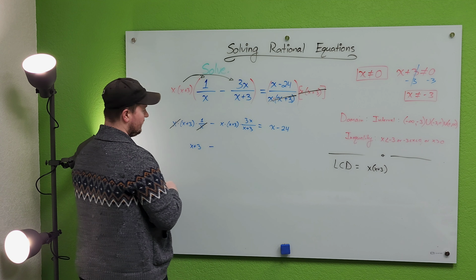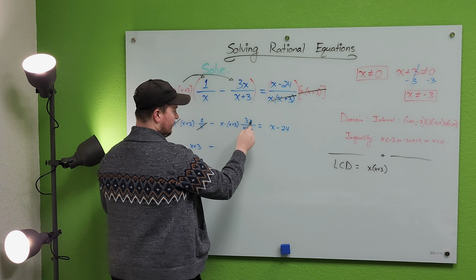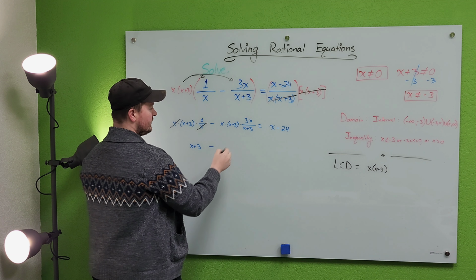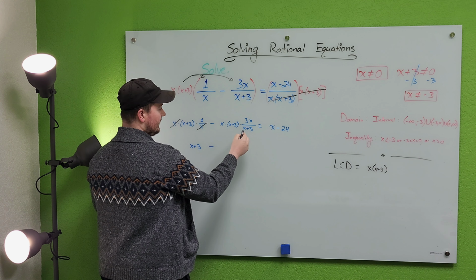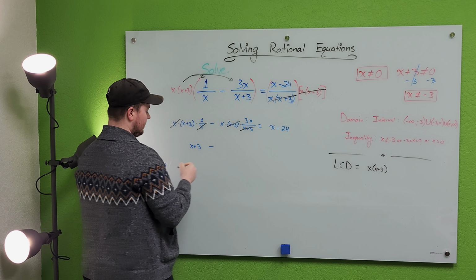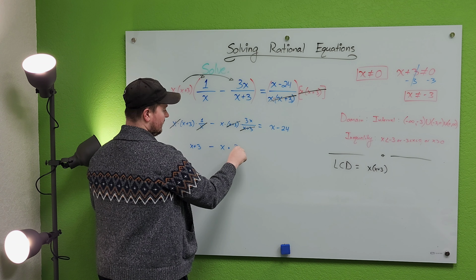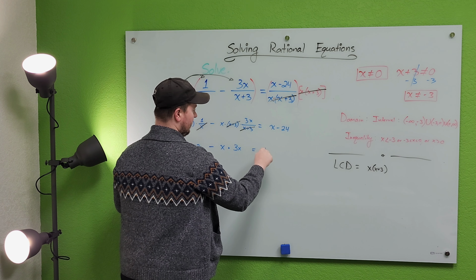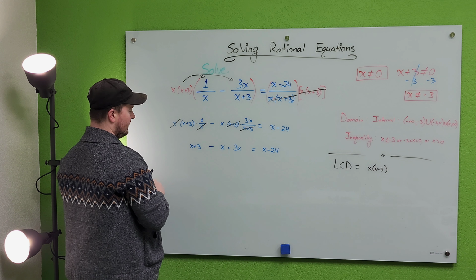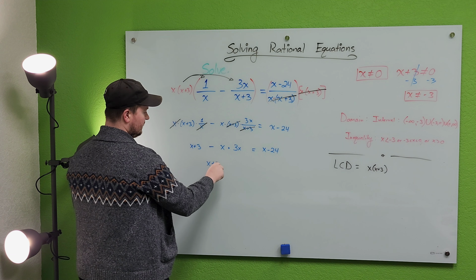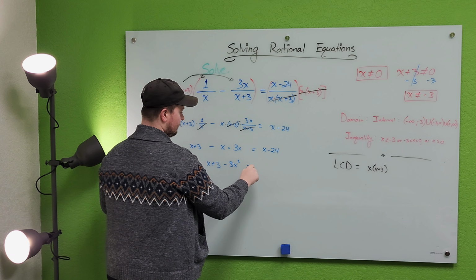Minus, now over here, we have x times (x plus 3) times 3x divided by (x plus 3). So we have a common factor of (x plus 3) being multiplied, a factor of (x plus 3) that we're dividing by, so these cancel each other out. And all that's left over here is x times 3x. That whole thing is equal to x minus 24. Now we can combine this a little bit more, so we'll take the x plus 3, just bring it over, minus x times 3x is 3x squared.